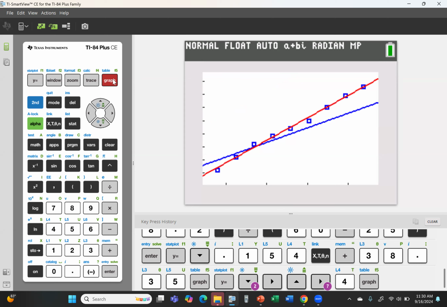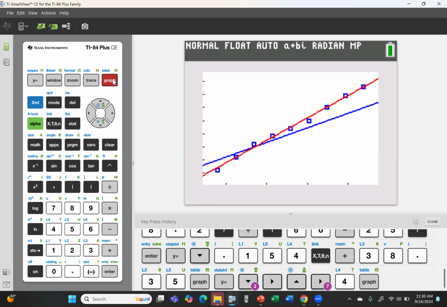So the red line is the model we just found using 2 points. Do you think that's a better model than the original model we were given? Fits the data much better, doesn't it? Okay.